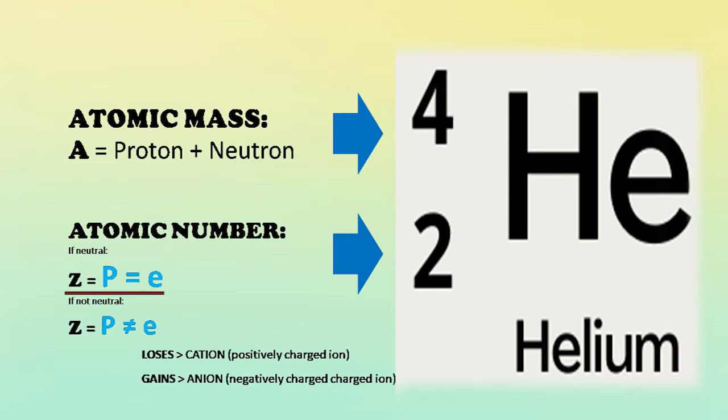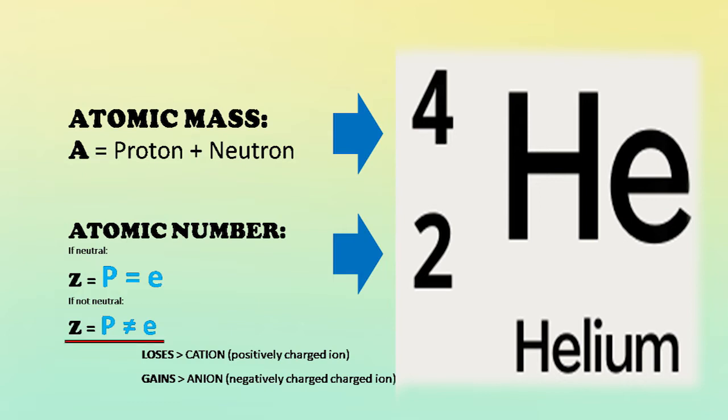Neutral atoms of an element contain an equal number of atomic number, protons, and electrons. Z is always equal to P because the number of protons determines an element's atomic number and distinguishes one element from another. For example, carbon's atomic number is 6 because it has 6 protons.